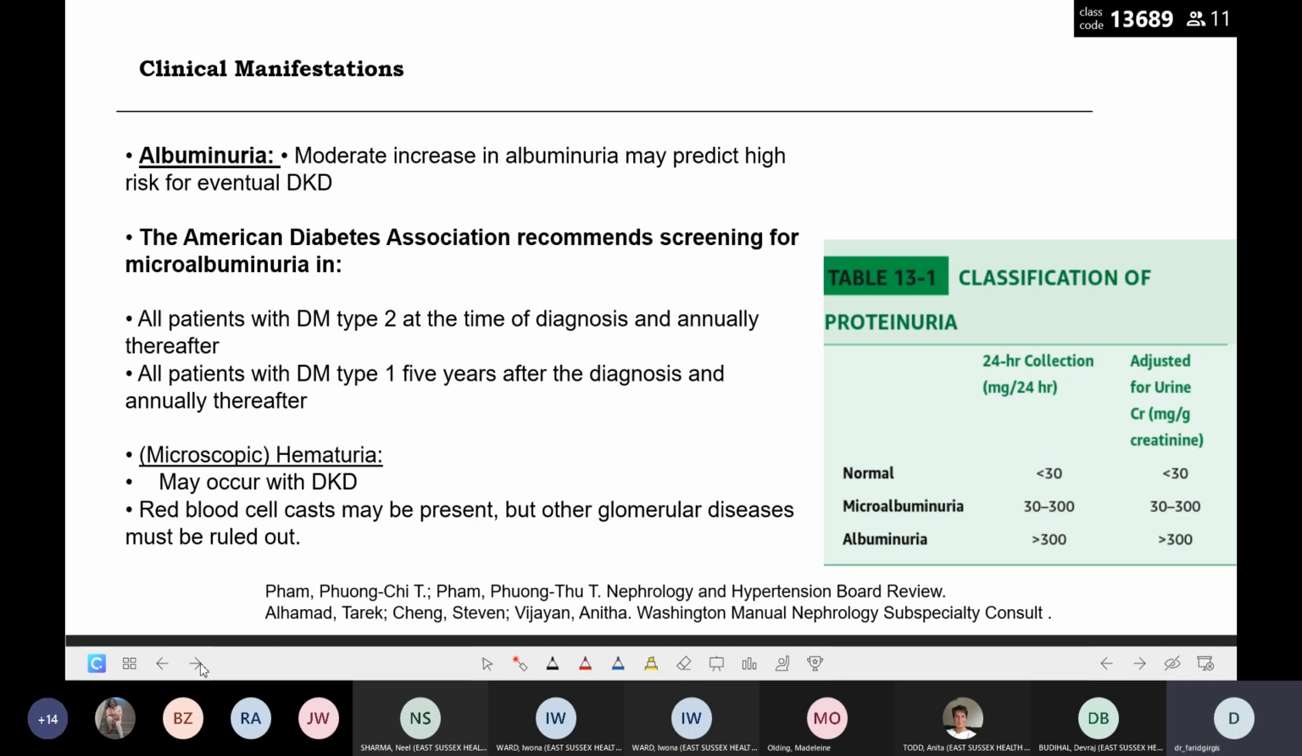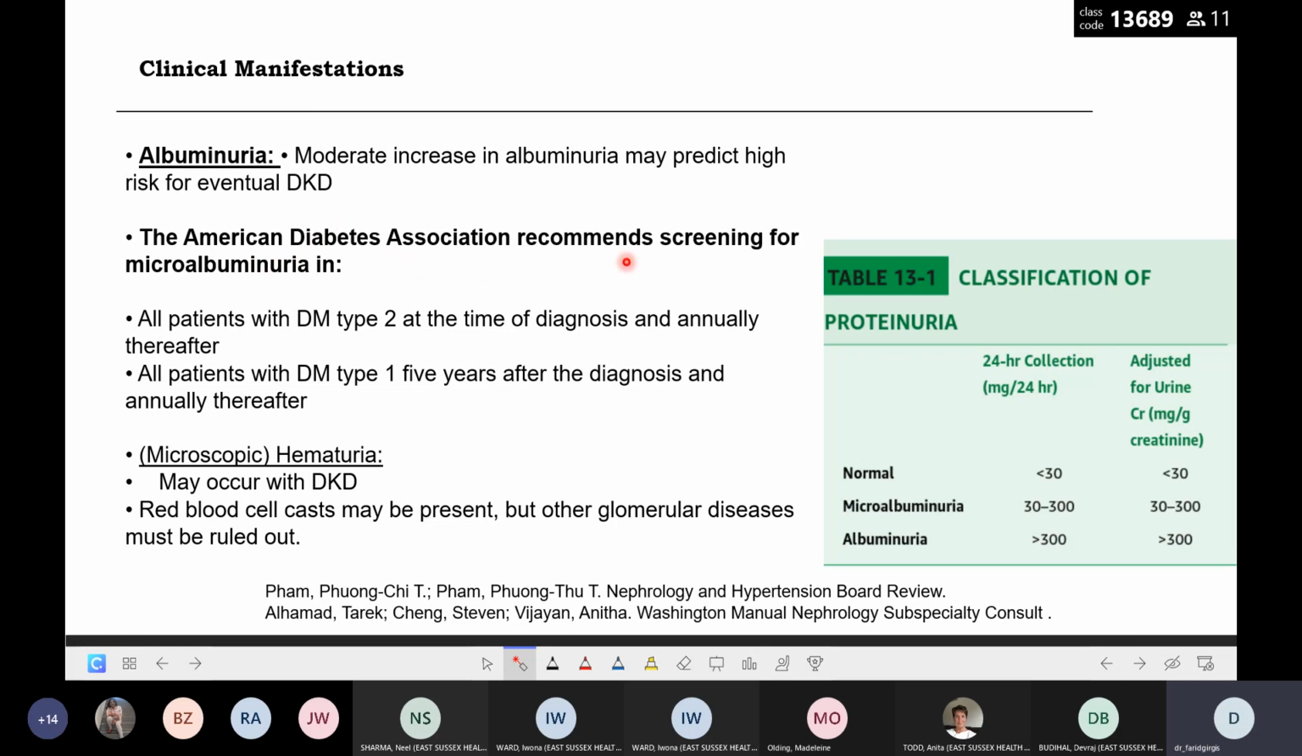Good. So what are the clinical manifestations? How do you think the patient will present to us? So I think the hallmark usually is albuminuria. You have a diabetic patient who has had diabetes for years, and he is under treatment. And this patient comes with albuminuria. A moderate increase in albuminuria may predict high risk of eventual diabetic kidney disease.